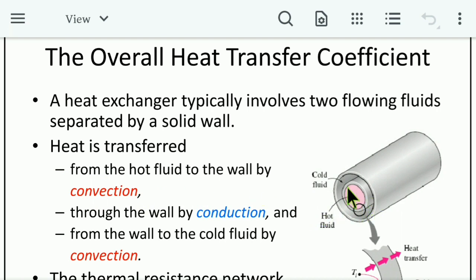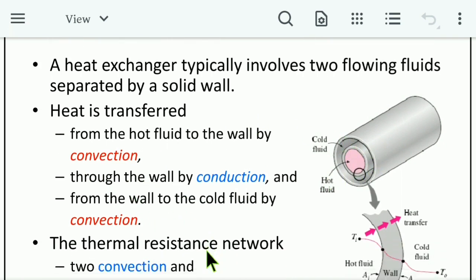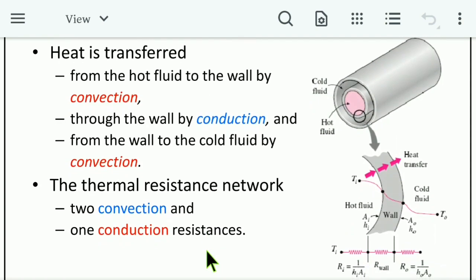From the hot fluid to the wall, convection occurs. Through the wall, conduction occurs, and from the wall to the cold fluid, convection occurs. So the thermal resistance network is two convection and one conduction resistances. Here, hot fluid, wall: convection, through the wall, conduction, and from the wall to the cold fluid, convection. So two convection, one conduction.